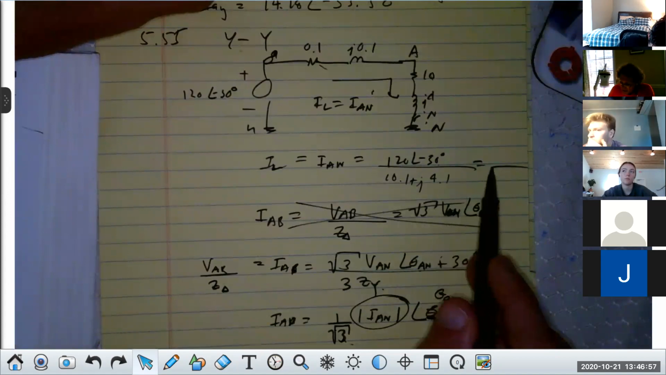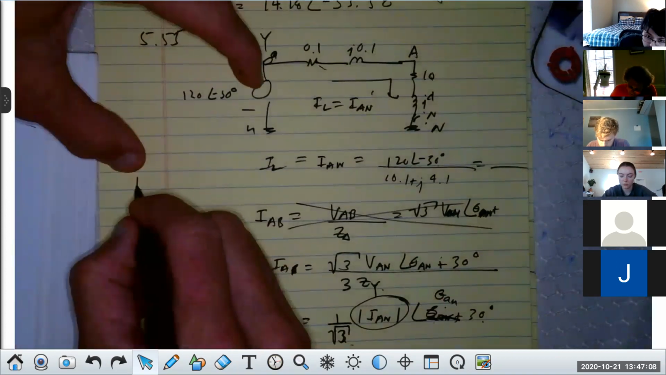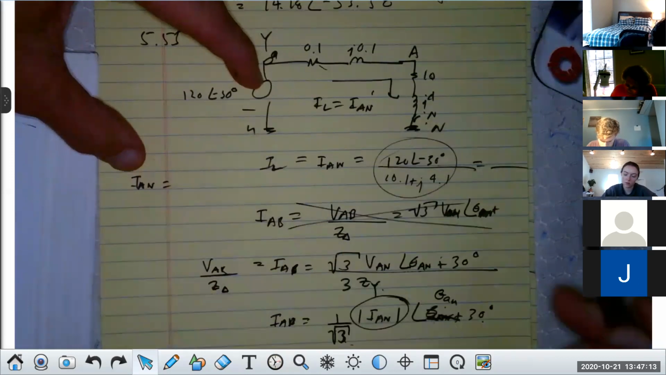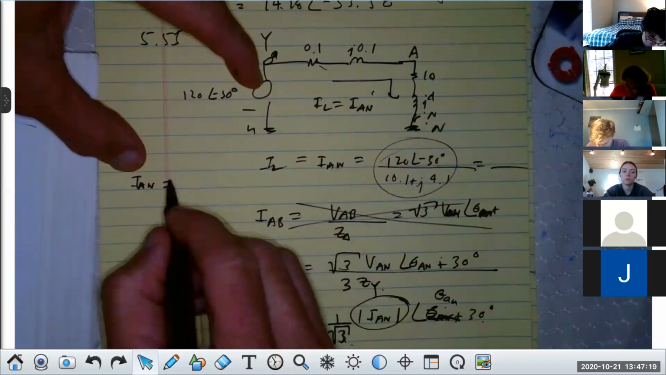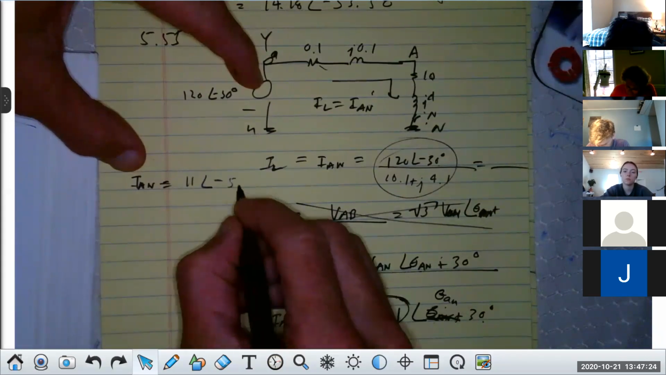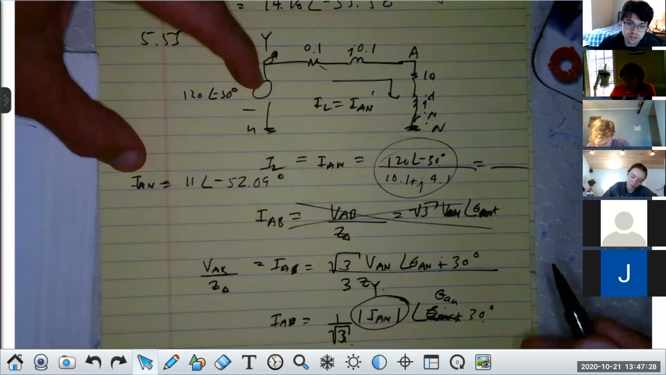Can anybody give me that information, or am I going to do it? Let me put it right here. Can somebody give that to me? Magnitude and angle of this. It's in the solutions, I'm sure. Jessica, if somebody's looking, just tell me. It's 11 with an angle of minus 52.09. Anybody confirm that? I did it in my... Thank you.